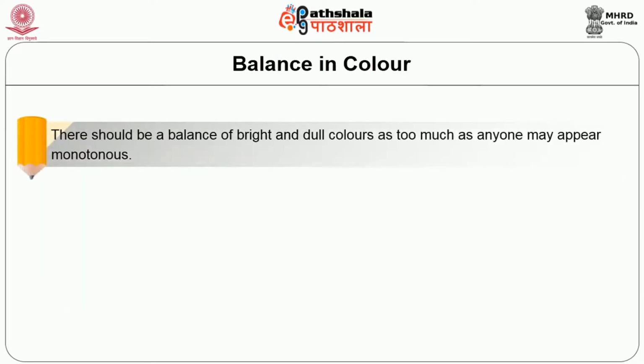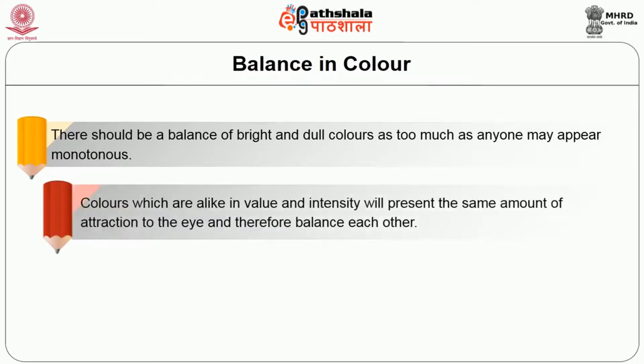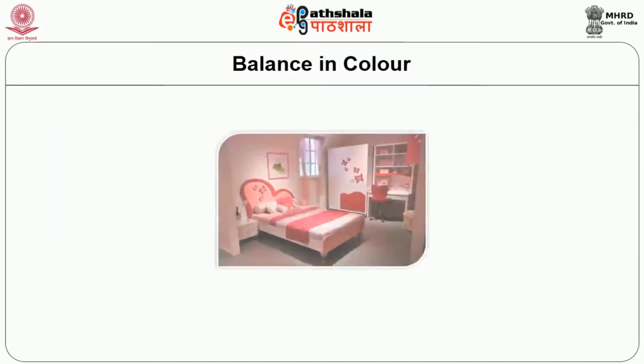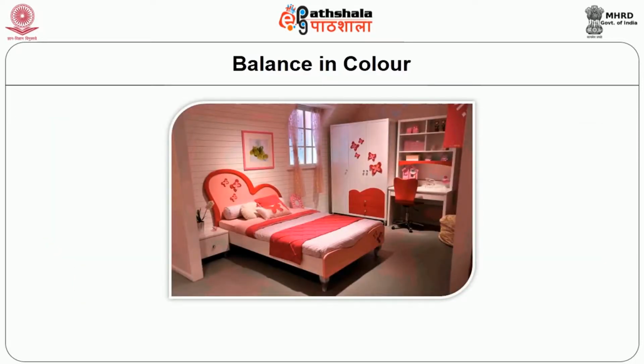There should be a balance of bright and dull colors, as too much of any one may appear monotonous. Colors which are alike in value and intensity will present the same amount of attraction to the eye and therefore balance each other. Too much of brightness may irritate, while too much of dullness may be depressing. For example, in a child's room, warm color may appear cheerful, but a combination of colors makes it more appealing. Example, pink curtains with red and white checkered may go together.